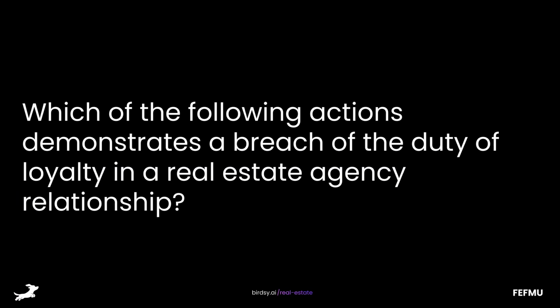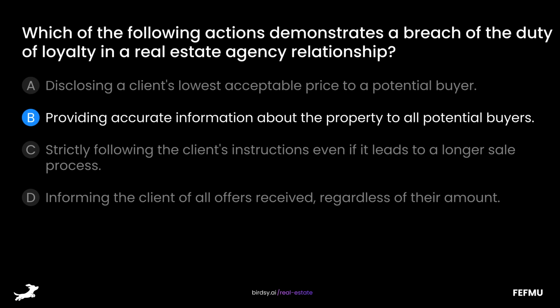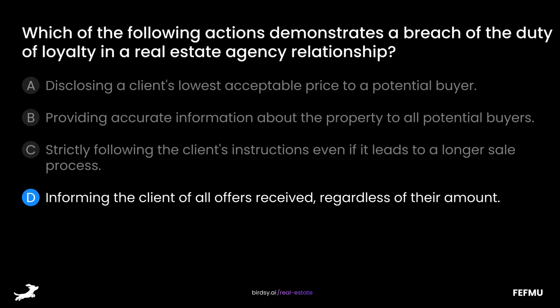Which of the following actions demonstrates a breach of the duty of loyalty in a real estate agency relationship? Is it A, disclosing a client's lowest acceptable price to a potential buyer, B, providing accurate information about the property to all potential buyers, C, strictly following the client's instructions even if it leads to a longer sale process, or D, informing the client of all offers received regardless of their amount?